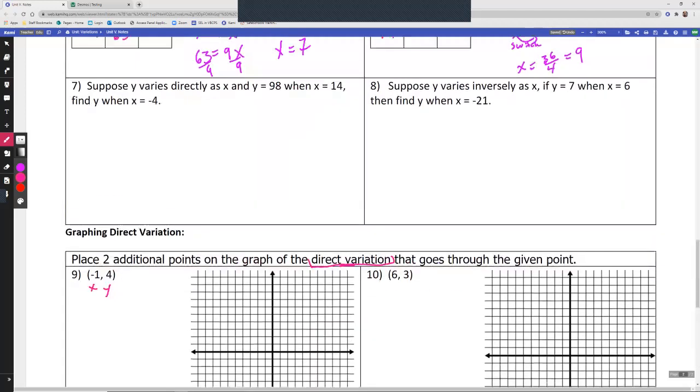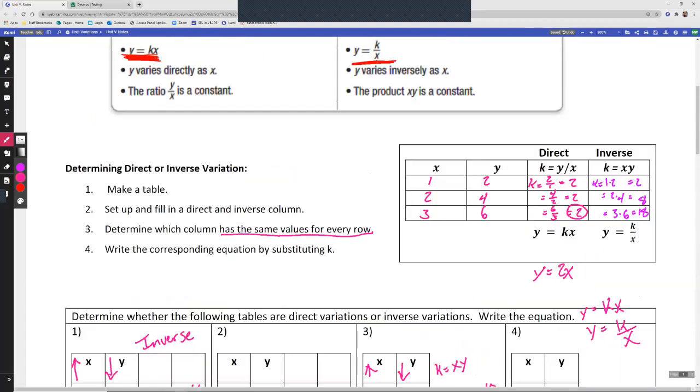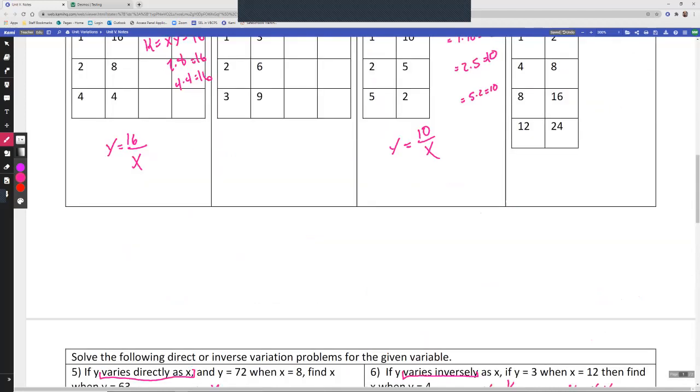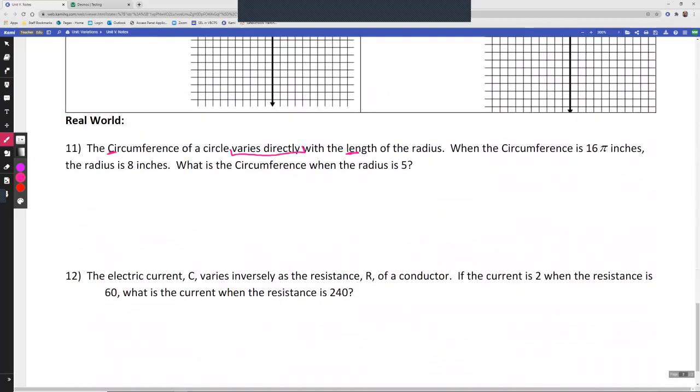Once again, if you don't remember what that is, varies directly means direct variation. K is equal to Y over X, or Y is equal to K times X. So since C varies directly with L, it's going to be C is equal to K times L, right? And then once again, you're going to have to solve for that K value, and that K, which is what we're going to end up needing, is going to be equal to C over L.